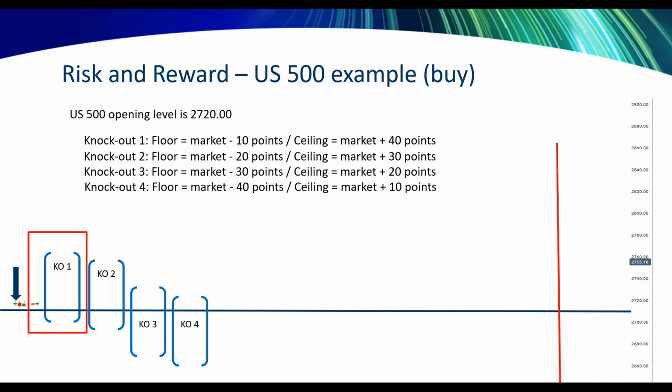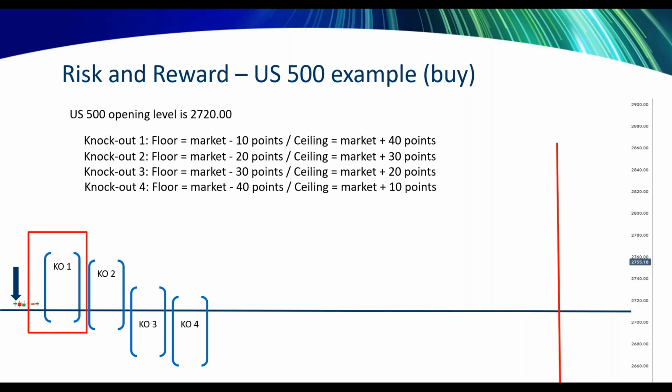It's what many people will do: if they're buying, they'll tend to choose one where the floor is close. Now, if it's too close because you're afraid it might just trade down and knock me out and then go higher, maybe you'll choose knockout number 2. That is determining that risk reward profile that you're comfortable with. So let's just take a look at knockout number 1.